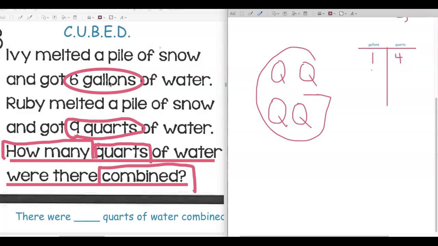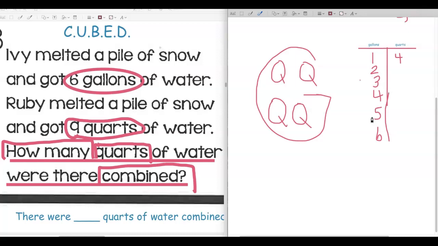If Ivy melted a pile of snow and got 6 gallons of water, but I need to know how many quarts, then I'm going to say, okay, 1 gallon. Then you could say 2, 3, 4, 5, 6. But I know that each one is saying 1 times 4. 1 times 4 equals 4. 2 times 4 equals 8, so there would be 8 quarts in 2 gallons. 3 times 4 would equal 12. There would be 12 quarts in 3 gallons.